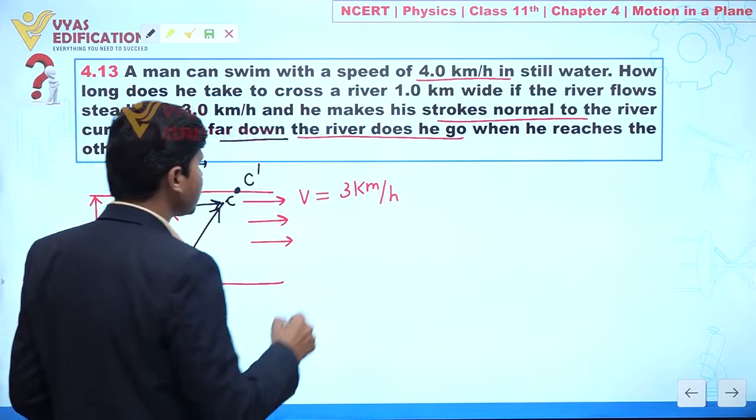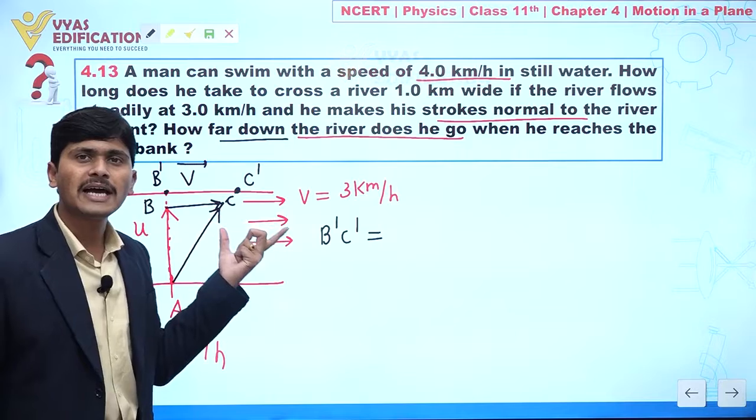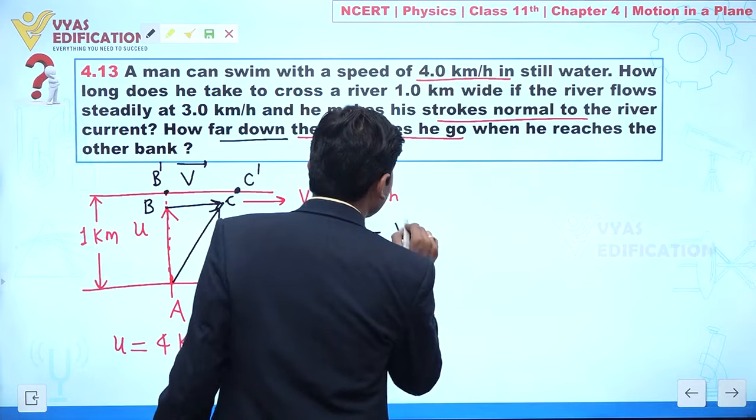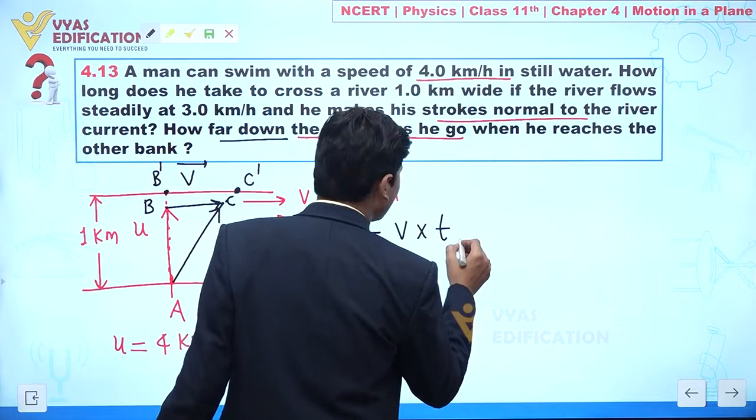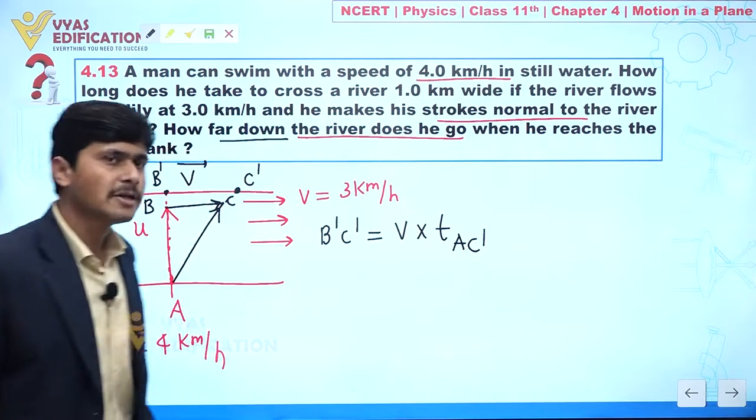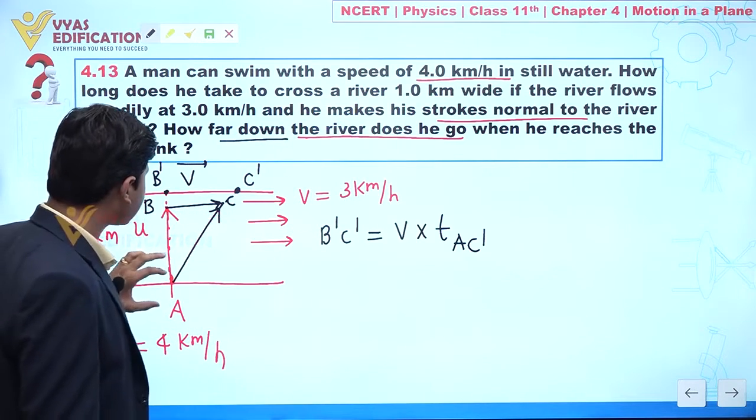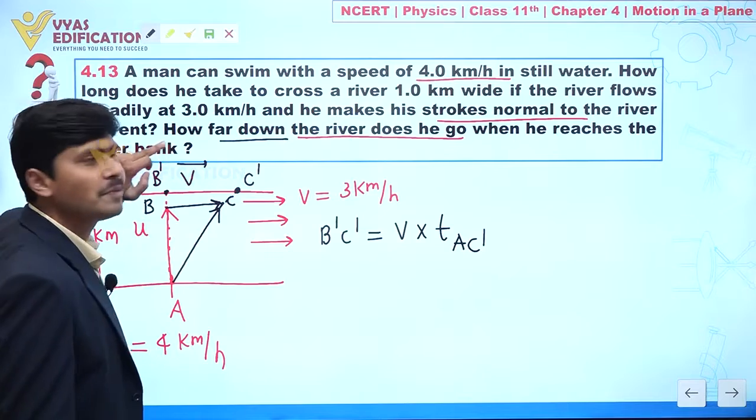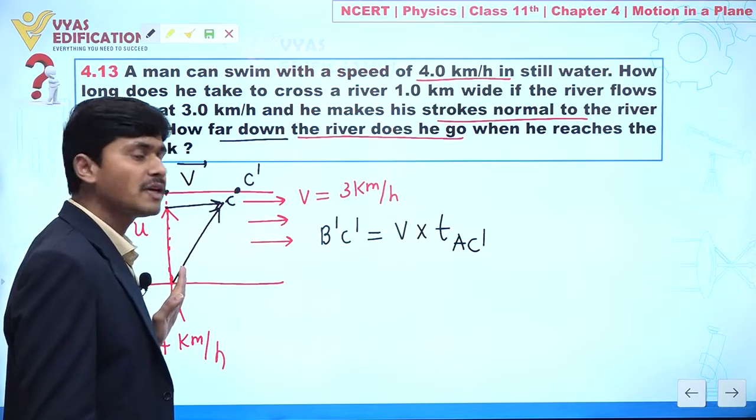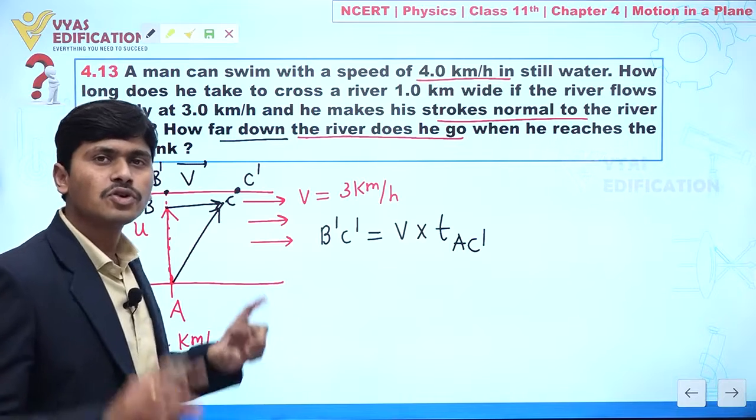Clear? Now we can write B dash C dash, this is given by... Actually, this is known as the drift. Clear? So this drift arises due to the river current. So we can say V multiplied by the total time taken to reach from A to C dash. Clear? Whether we consider the A to C path or the A to B dash path, the total time remains the same. Why? Because here we have more distance, so the velocity is also more. Here we have less distance but the velocity is also less, so the total time taken will be the same.